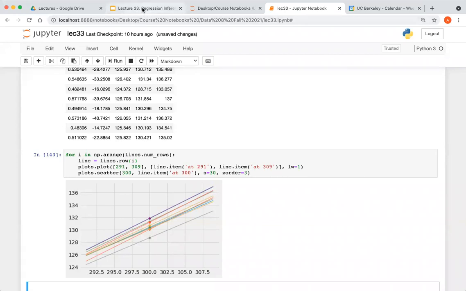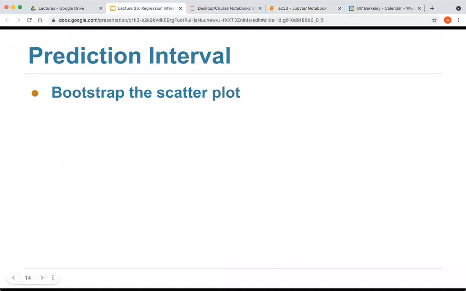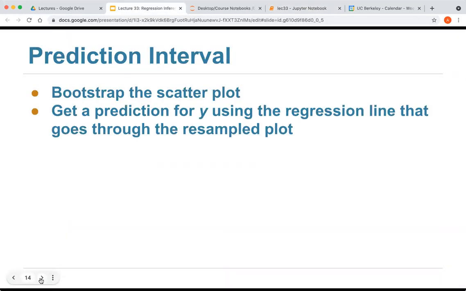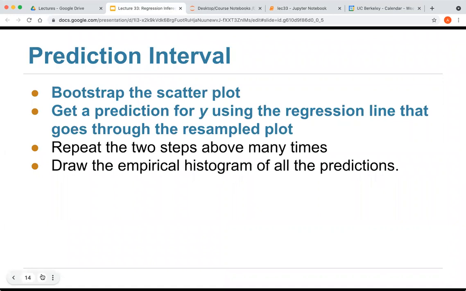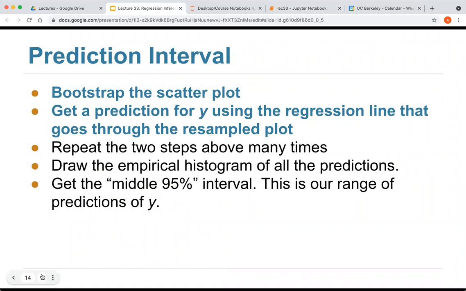And so let's just quickly summarize what we're about to do. We're going to bootstrap the scatter diagram. You're going to get the prediction using the regression line through your bootstrapped scatter diagram. And then we're going to do this many, many, many times. And then we're going to draw the empirical histogram of all of the predictions, and we're going to pick off the middle 95%. Does this seem familiar?